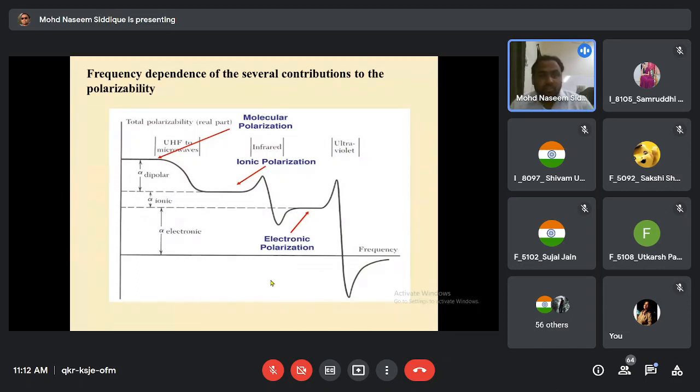As I told you, this is the frequency dependence of several contributions to the polarizability, and this is very important. As you can see one by one, at low frequency, below the microwave frequency, we get all kinds of polarizability. But as we increase the frequency towards the microwave, the dipolar orientational polarizability ceases fast, and we remain with the ionic and electronic polarization between the microwave and the infrared.